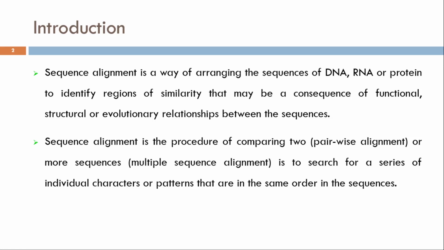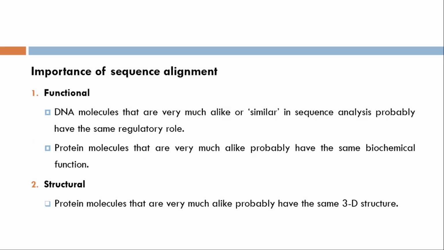Another definition: sequence alignment is the procedure of comparing two or more sequences. If you are comparing two sequences, we call it pairwise sequence alignment. And if you are aligning more than two sequences at a time, that is called multiple sequence alignment. We do so to search for a series of individual characters or patterns that are in the same order in the sequences. These are the two basic definitions of sequence alignment.